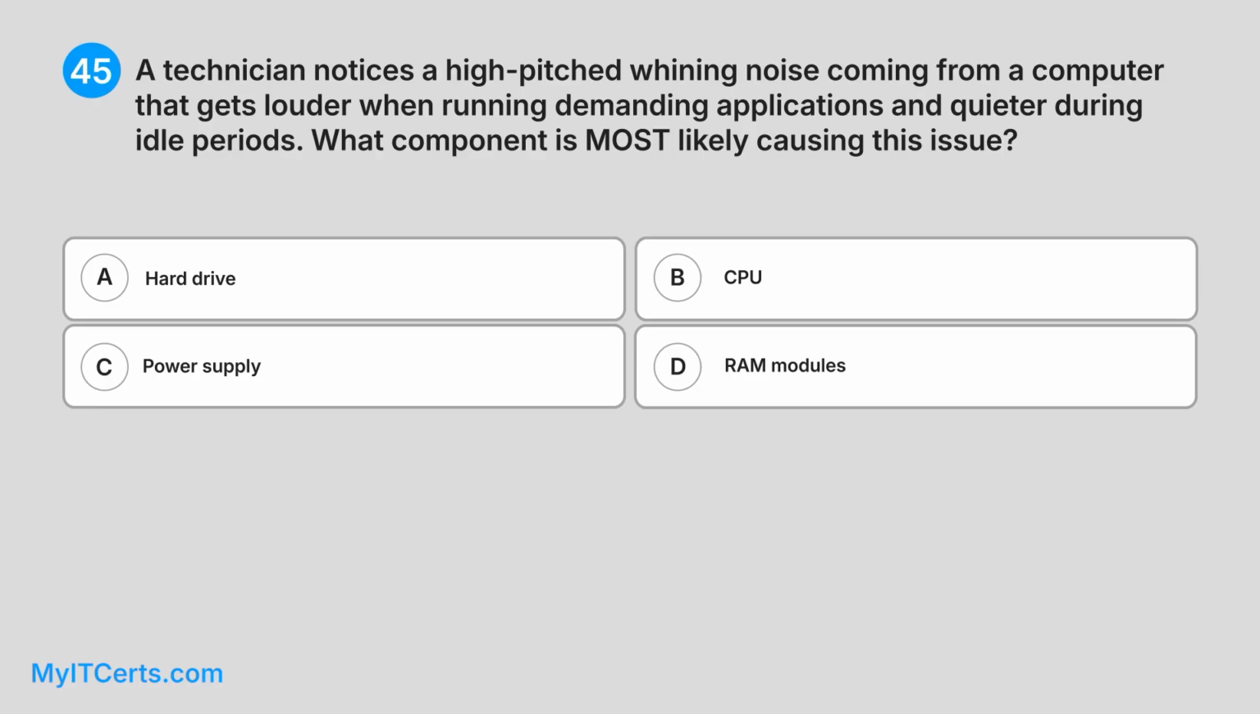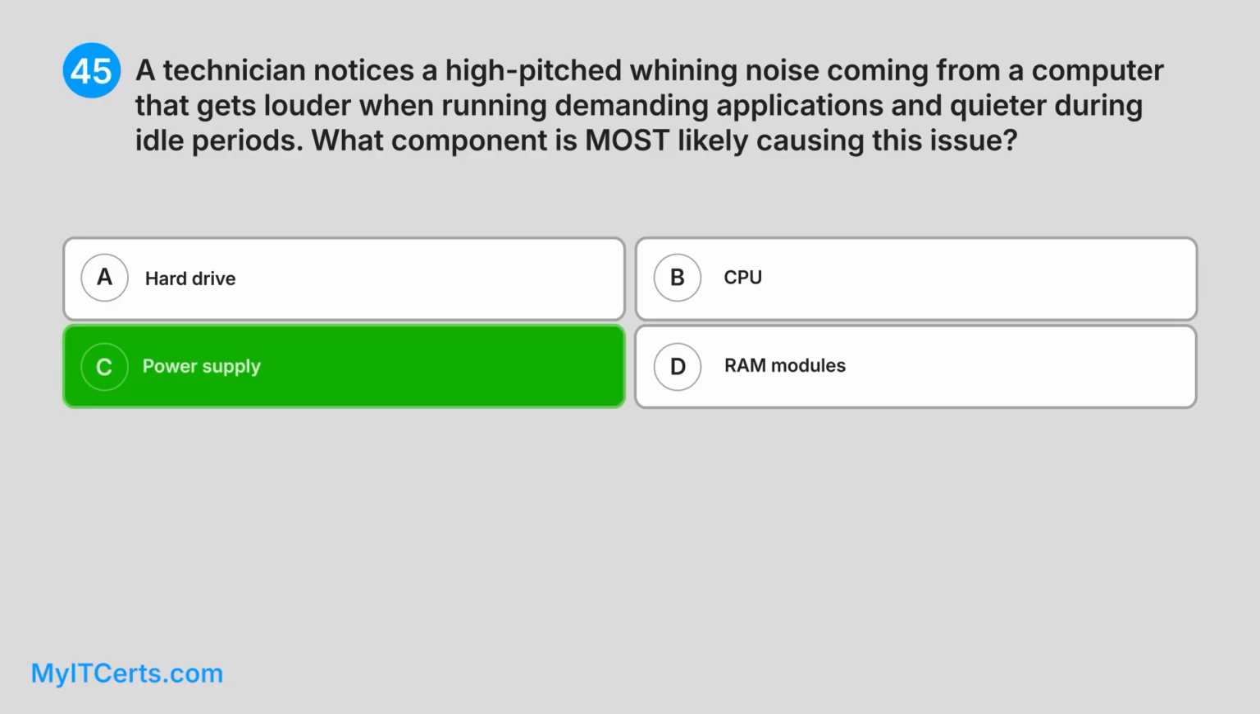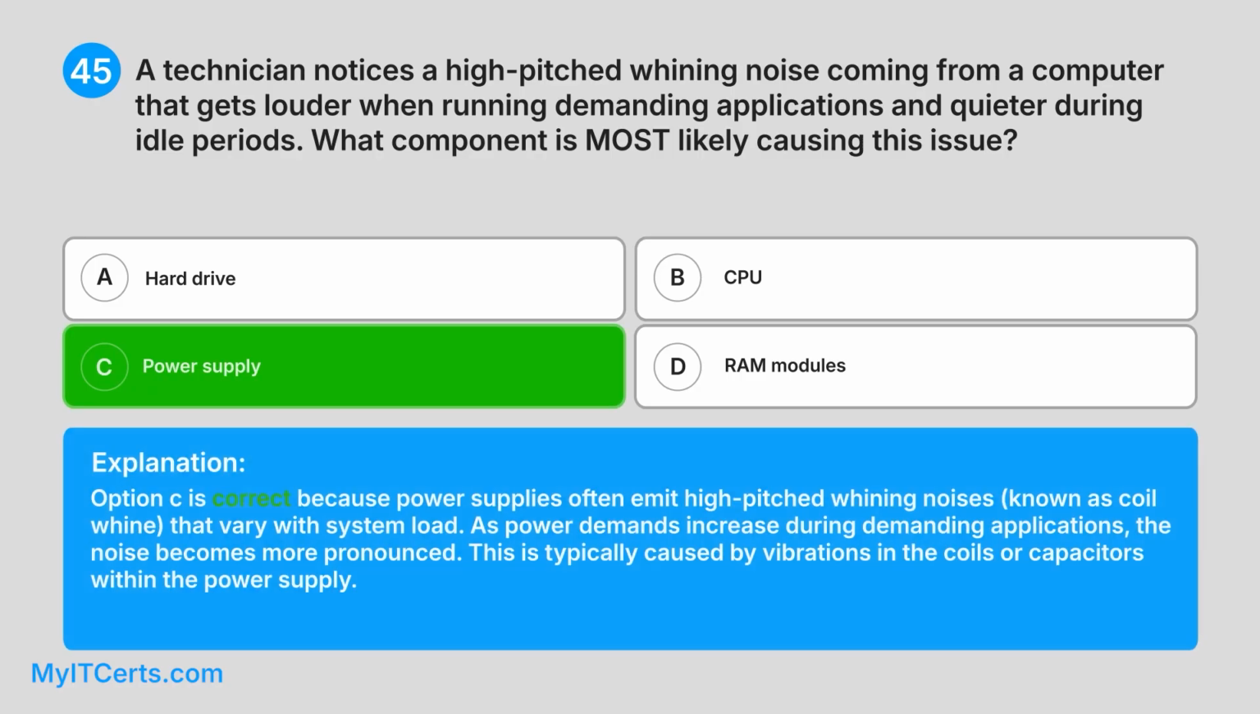Correct answer, C. Power supply. Explanation. Option C is correct because power supplies often emit high-pitched whining noises, known as coil whine, that vary with system load. As power demands increase during demanding applications, the noise becomes more pronounced. This is typically caused by vibrations in the coils or capacitors within the power supply.